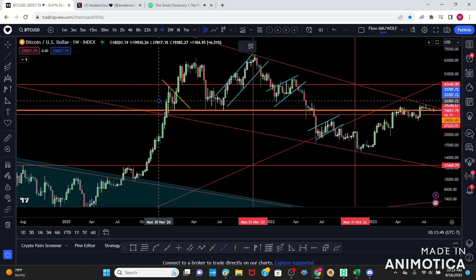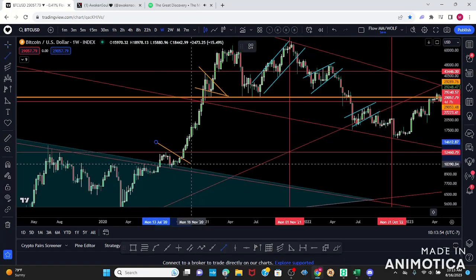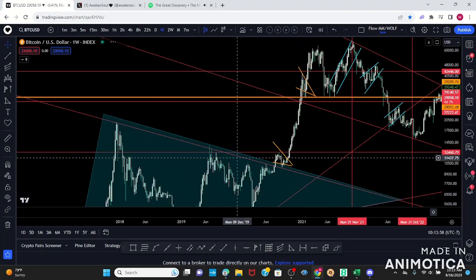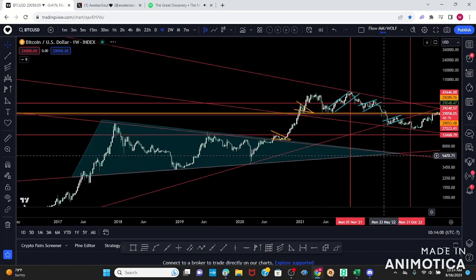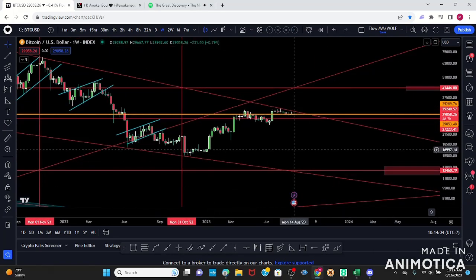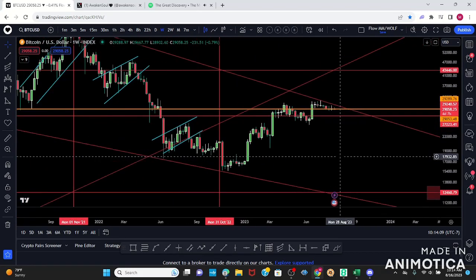Bull flags. Even this one, bull flag. And even the big contraction on the monthly, it's a bull flag. So just a reminder.